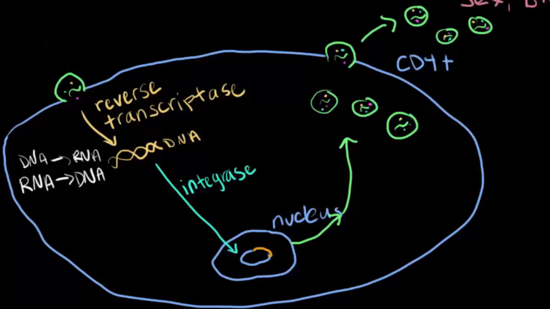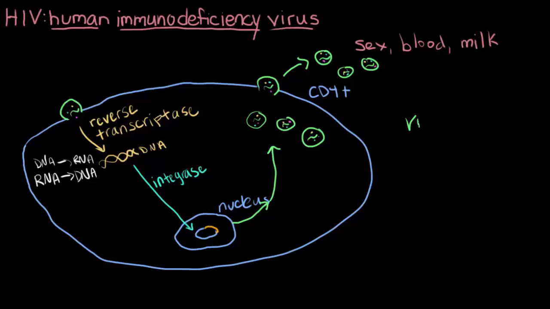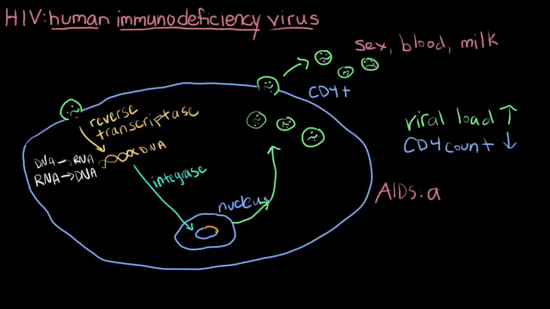Now getting back to our picture here, this T cell will be damaged and will die, and the HIV particles will go on to infect other T cells. Over time, the number of HIV particles, or the viral load, goes up, and the number of CD4 cells, or the CD4 count, goes down. When the CD4 count is very low, the person is said to have AIDS, or acquired immunodeficiency syndrome.